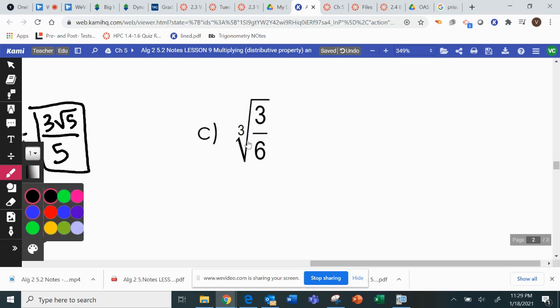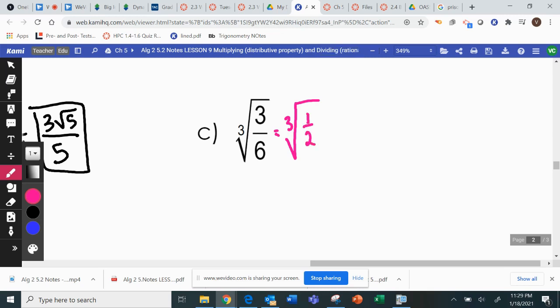Question C is a cube root. A cube root. So we're thinking cubes here. First of all, before I even get started, 3 over 6 can reduce. So I'm going to have the cube root of 1 over 2. So this is a lot like question A, only it's cube root. So how does that change it? Well, first of all, I'm going to go ahead and do the cube root of 1 over the cube root of 2, and that will give me 1 over cube root of 2.